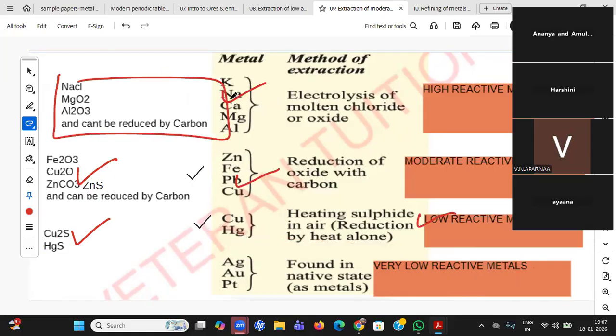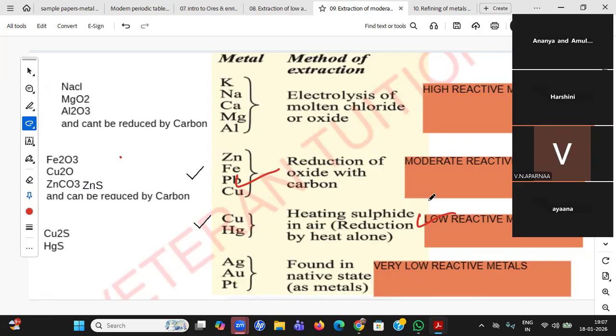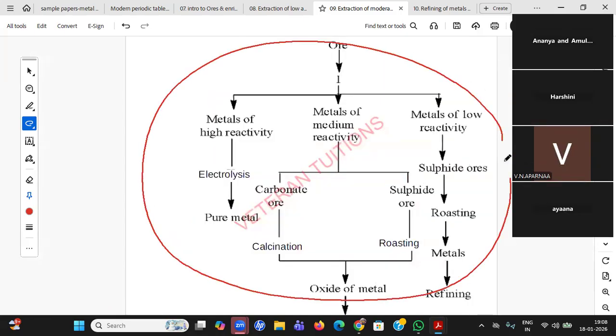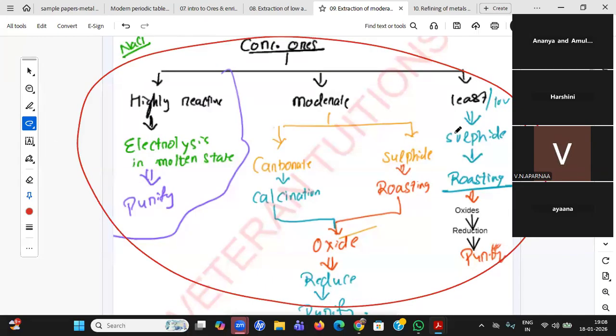Now let us go to the high reactive metals. They are already highly reactive metals. You can't use carbon to reduce them because magnesium is more reactive than carbon. How can it reduce? So now let us see what method we use for high reactive metals. In your textbook it is given this way, but I still find some things lacking. I think my way is better than that particular part.